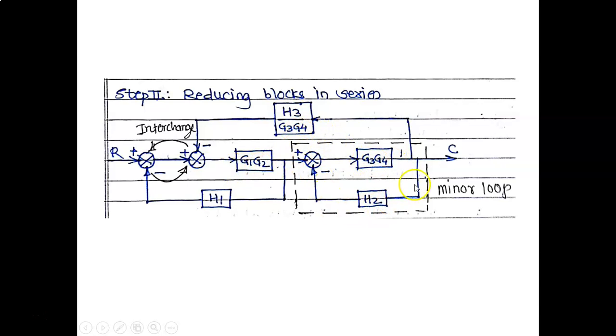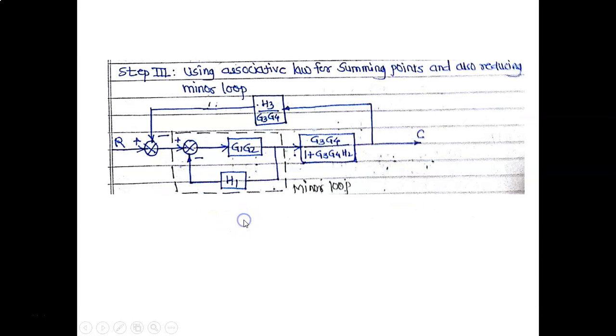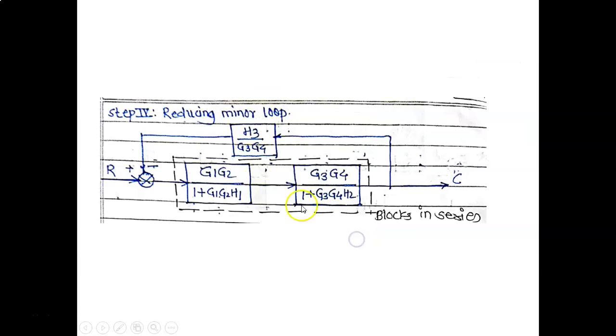Now this is forming a minor feedback loop, G3, G4, H2 and the summing point, and we will interchange the position of these two summing points to follow the associative law, so that G1, G2 and H1 will form a feedback loop. Therefore G1, G2, H1 is forming a feedback loop, and this feedback loop we have solved earlier, that is G3, G4 divided by 1 plus G3, G4, H2. Now we will solve this feedback loop, G1, G2, H1 and this summing point are forming a minor feedback loop. Therefore G1, G2 divided by 1 plus G1, G2, H1, and G3, G4 divided by 1 plus G3, G4, H2.